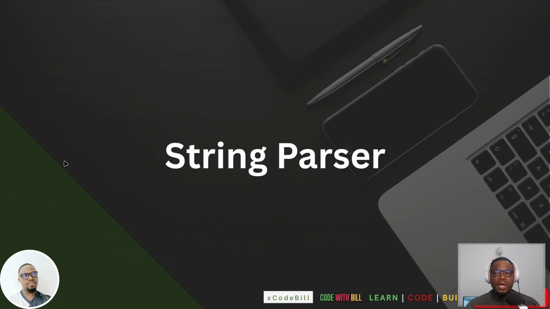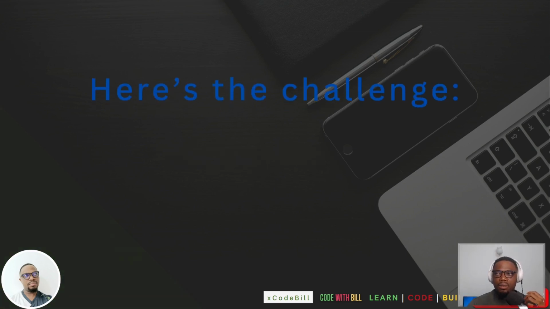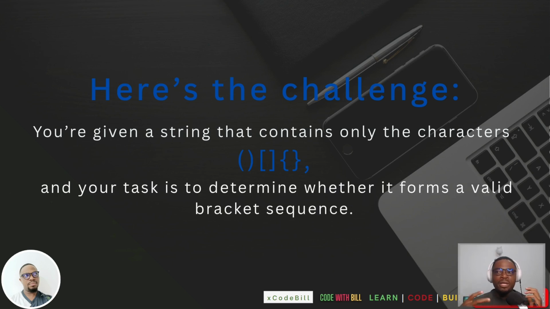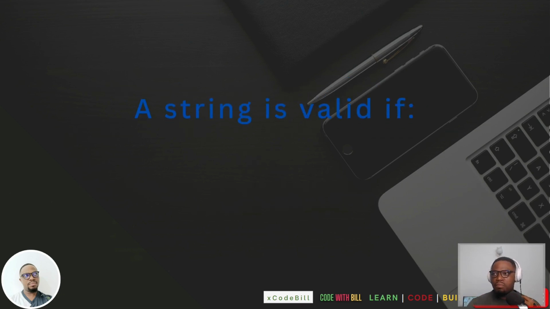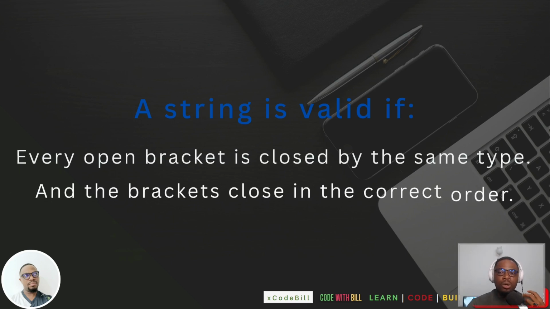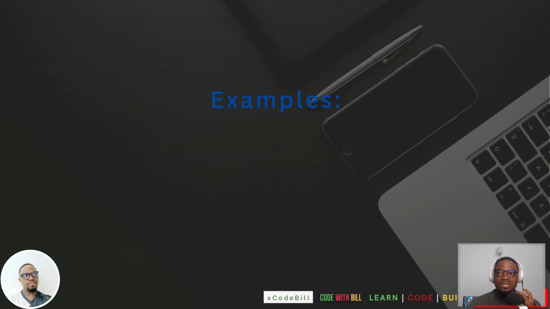So we are going to be looking at the string parser, and here is the coding challenge. You're given a string that contains only characters, as you can see on the screen, and your task is to determine whether it forms a valid bracket sequence. A string will be valid if every open bracket is closed by the same type and the brackets close in the correct order. So it's not just about closing like other brackets closing out, but it has to be in the same order.